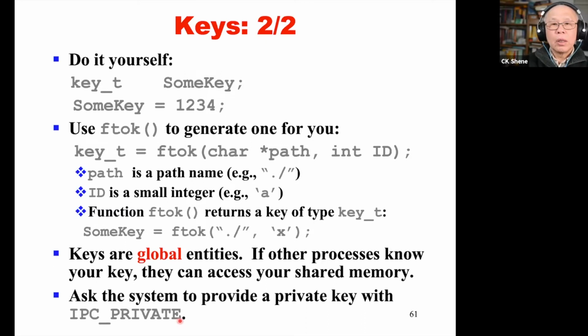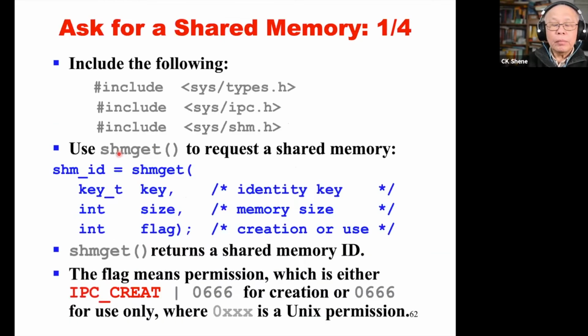So a quick summary, the recommended way to generate the key is by calling the ftok function. The first argument is a string leading to your current directory, dot slash, followed by a small integer. ftok returns a key of type key_t. Then let's move on to the next step. shmget, that is, allocate a shared memory.